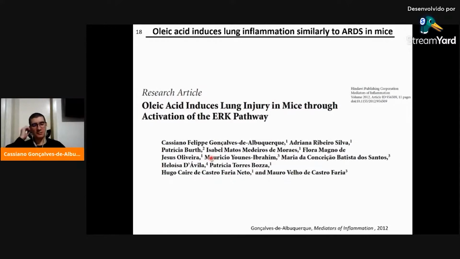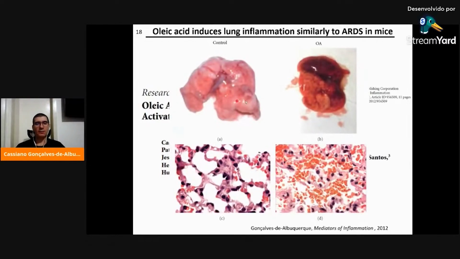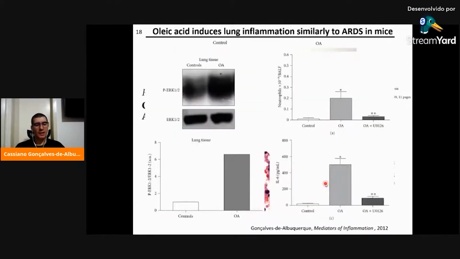The oleic acid inoculated intratracheally did induce lung injury similar to ARDS, with hemorrhage, inflammatory cell infiltration, and tissue damage, with loss of function. The oleic acid also induced ERK phosphorylation, and the inhibition of ERK prevented neutrophil accumulation and IL-6 production.